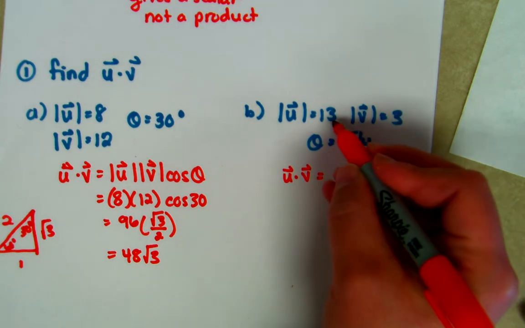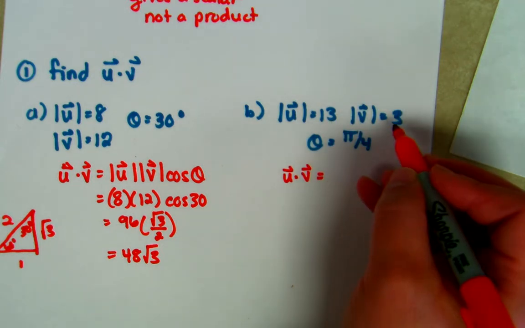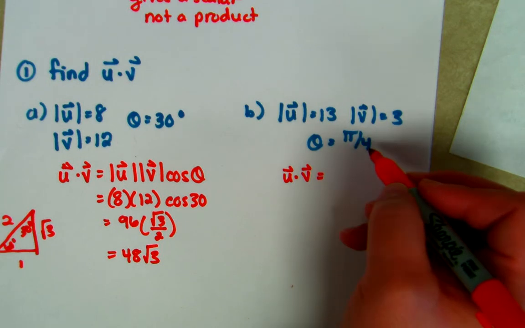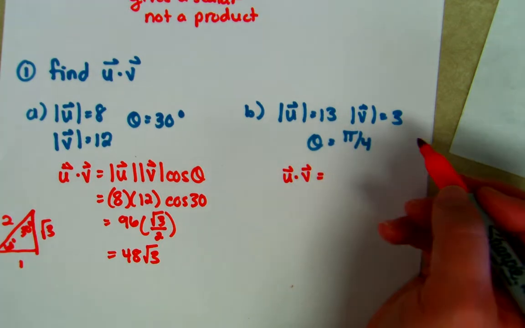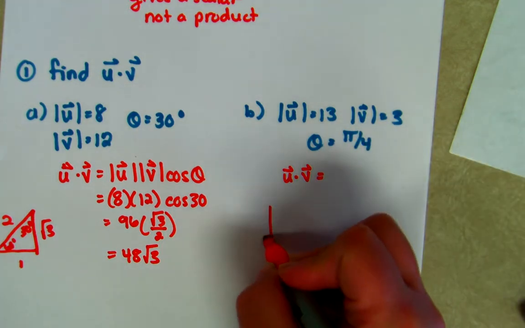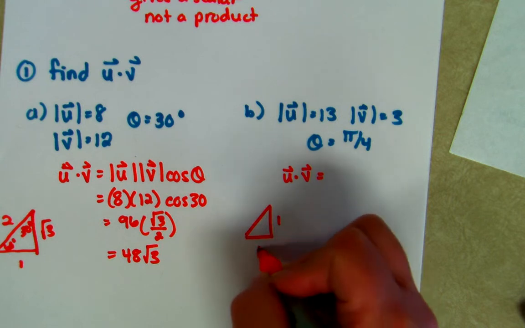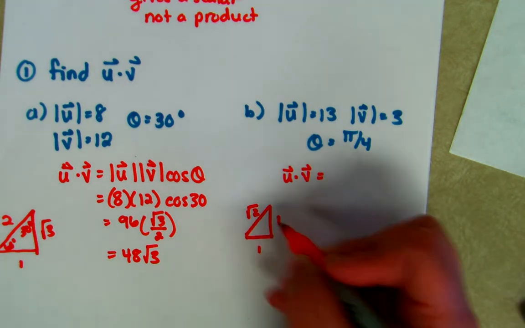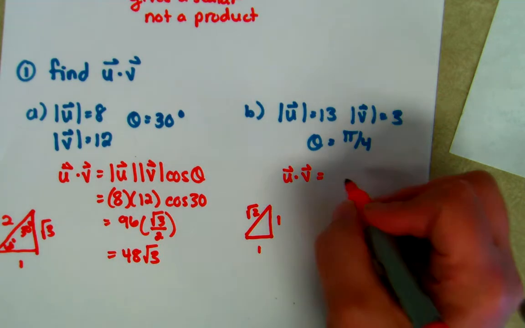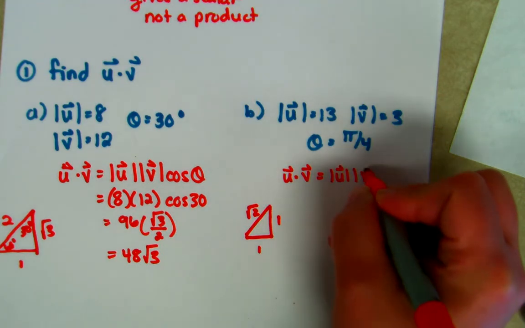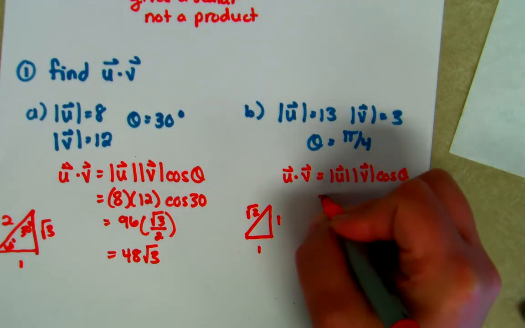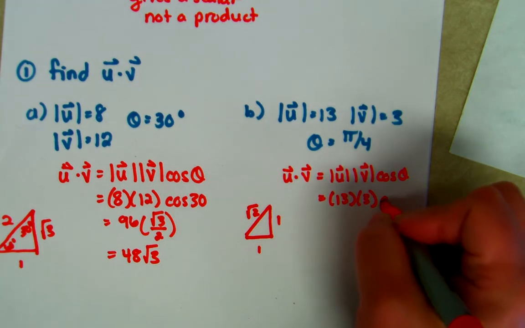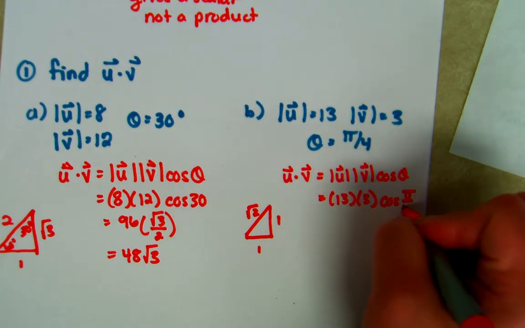Again, I'm going to use the formula for example B. Now the magnitude of u is 13, the magnitude of v is 3, and now we're in radians, where our angle is pi by 4. Hopefully pi by 4 links to 45 degrees in your mind, or again a special triangle. It's our 1, 1, root 2 triangle, where both angles are 45 degrees, or pi by 4. But I'm going to start with my formula. I have 13 times 3 times cos of pi by 4.